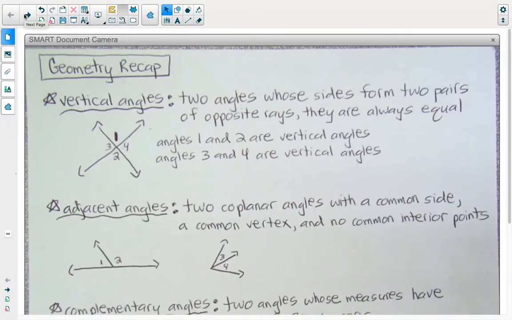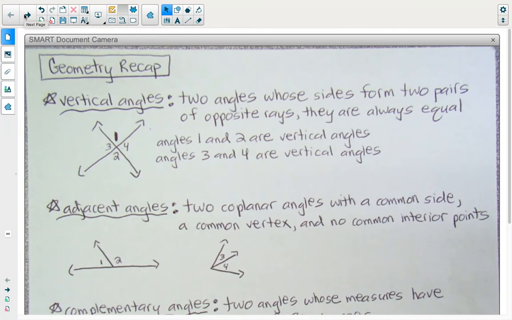Hey everybody. Today we're going to start a little bit of geometry, because that's going to be the next big unit that we're going to be focusing on. So I'm going to review just some basic geometry vocabulary, types of angles and things like that. We'll talk about parallel and perpendicular lines. And then in the coming days, we'll branch out and do some more with geometry.